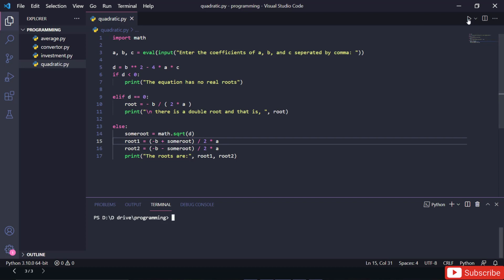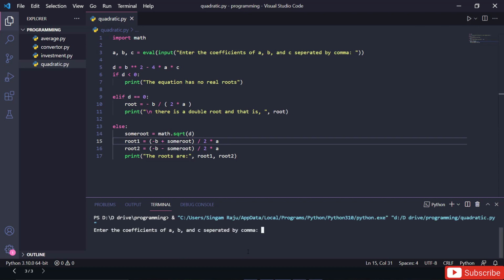Let me give one more input. I'm just giving the numbers randomly. You can do whatever you want. You can just play with those numbers. The equation has no real roots, maybe, because d may be less than 0.